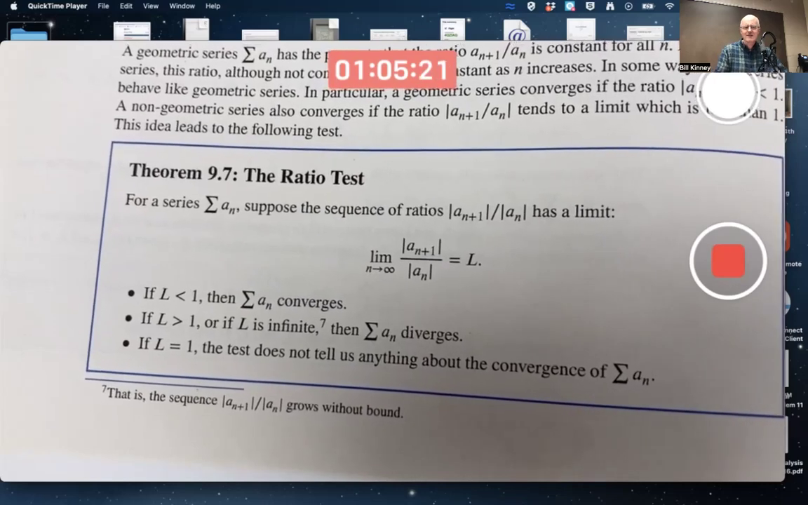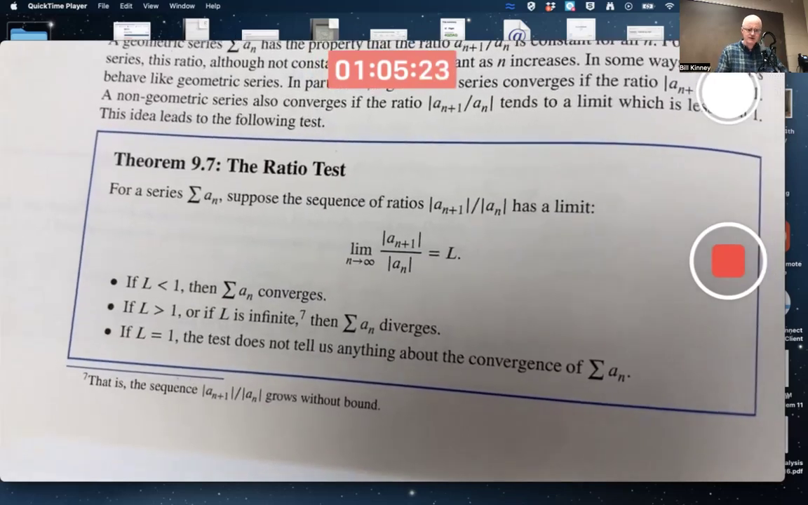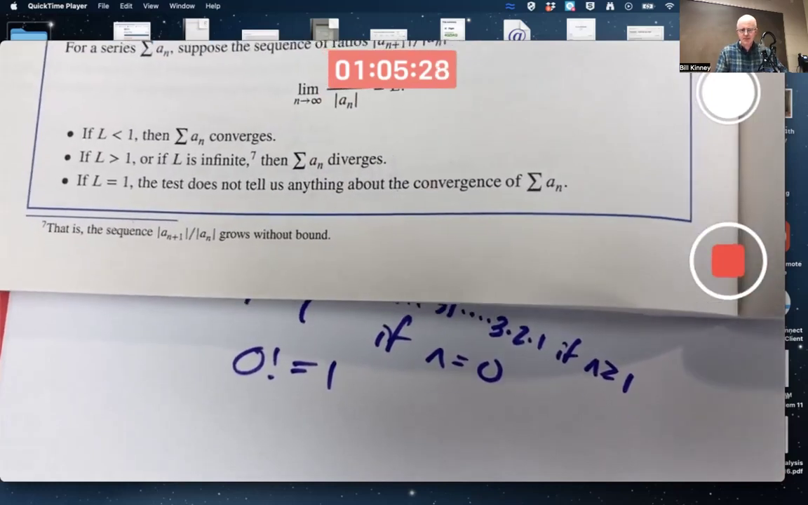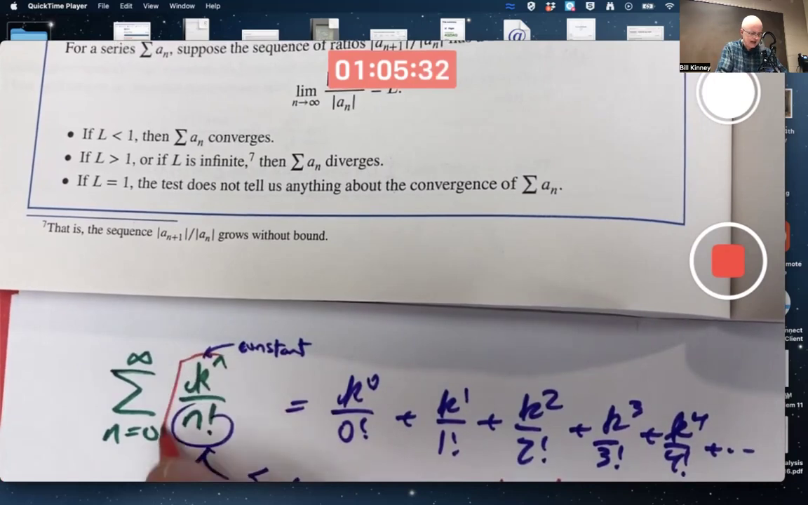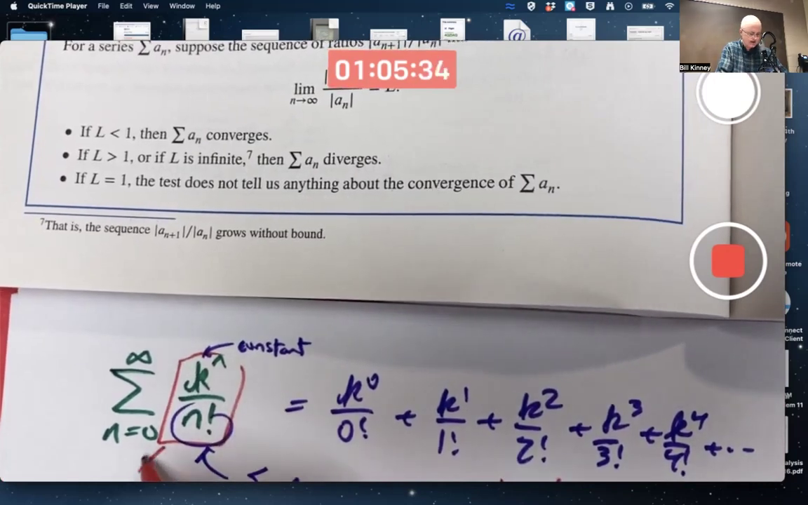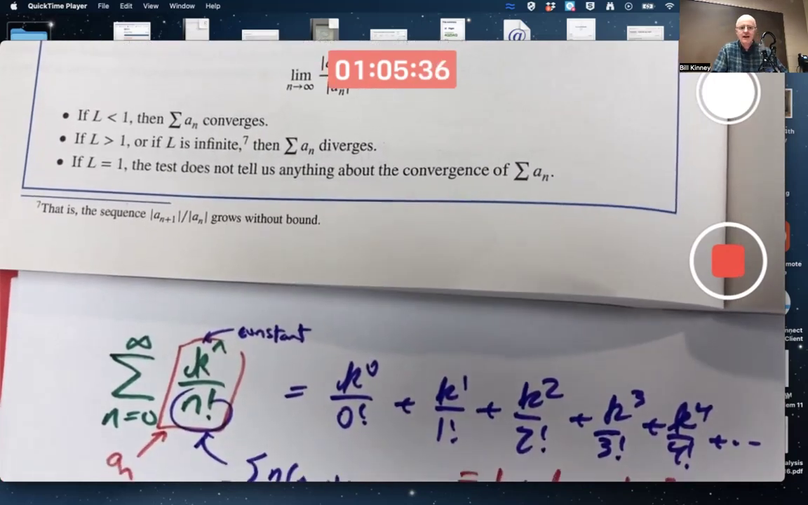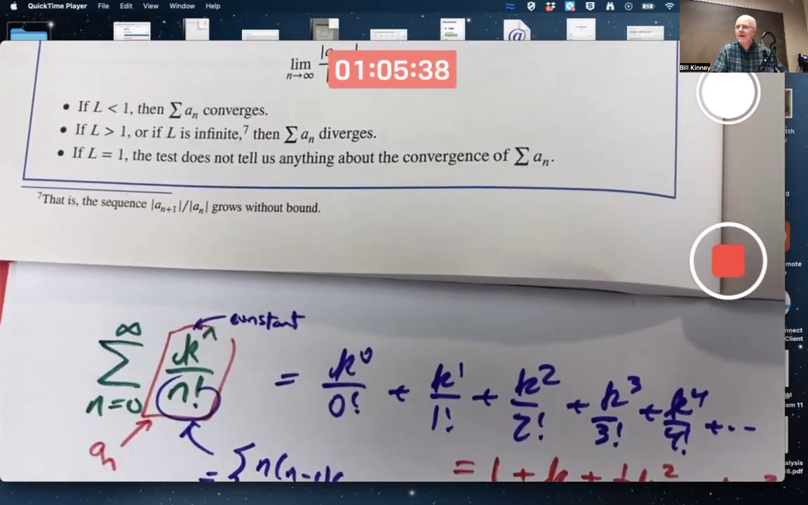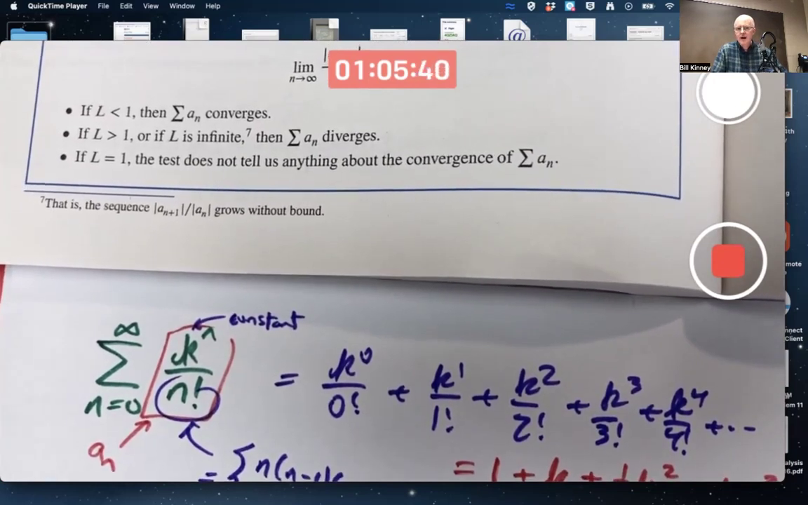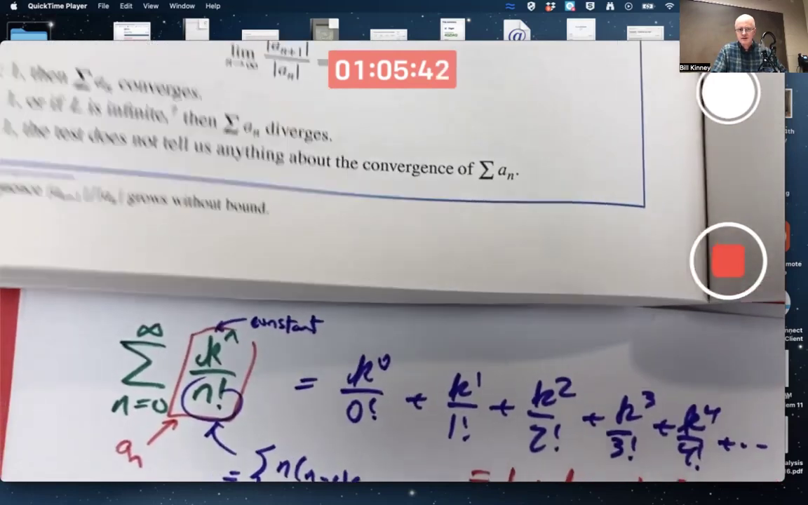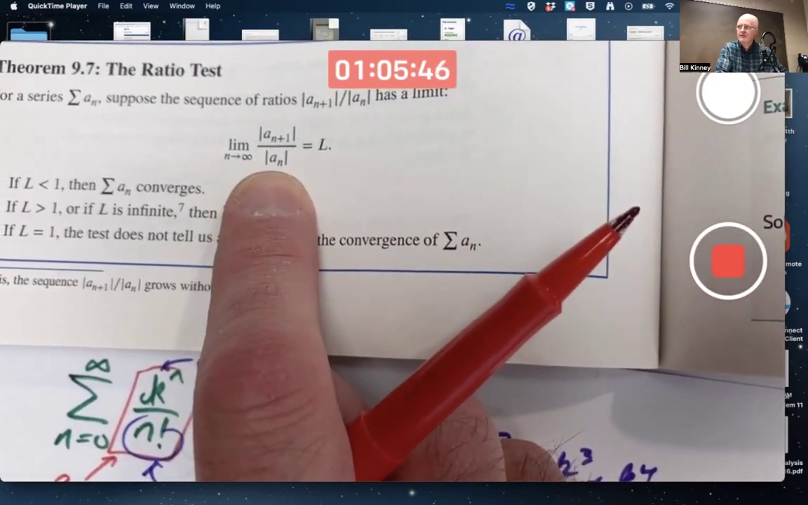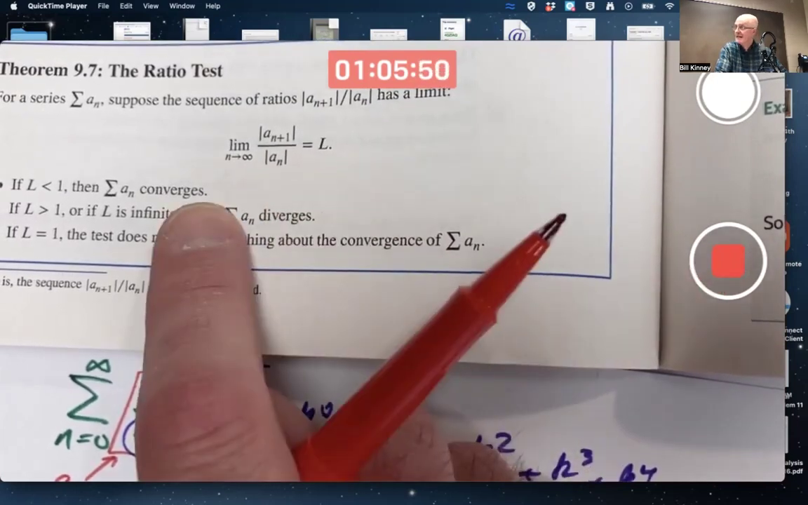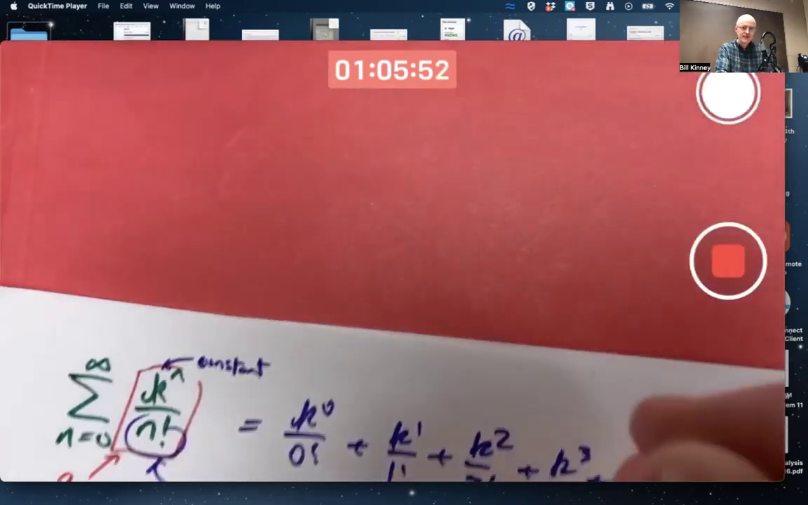All right, so how is this useful? We want to use it for this example, where this is the a_n right there. That's a_n. So we have to compute these ratios: absolute value of a_(n+1) over absolute value of a_n, and see if the resulting ratios have a limit L or not, and what L is. So let's see if we can do that.